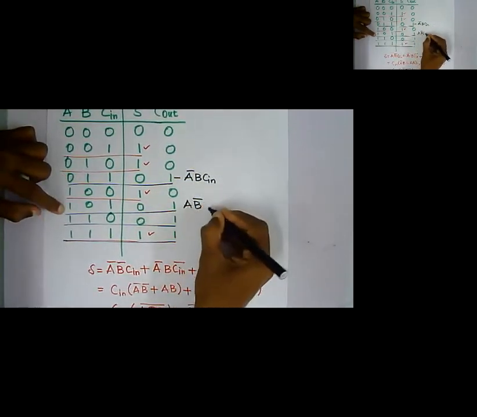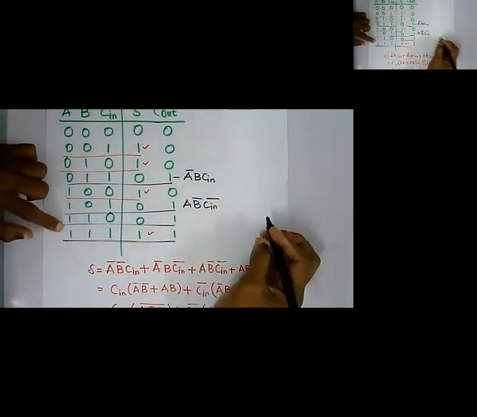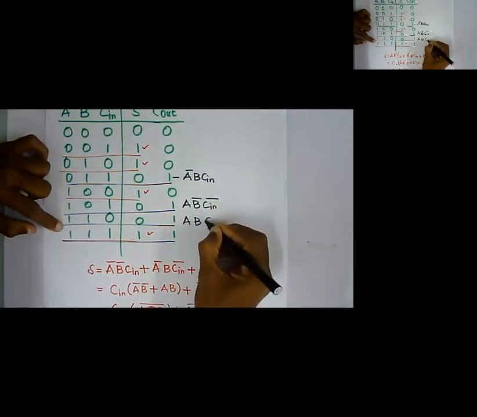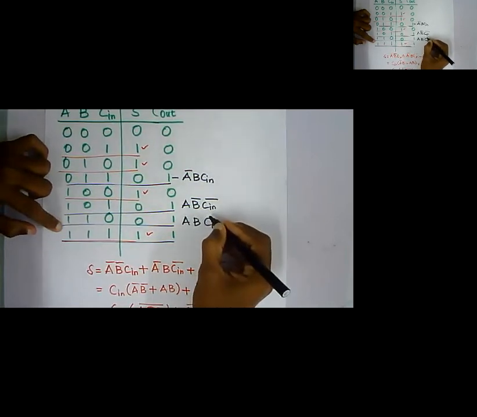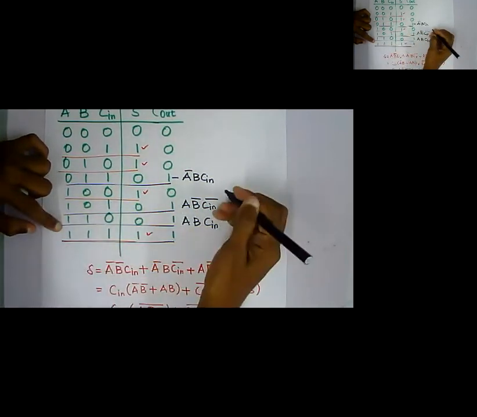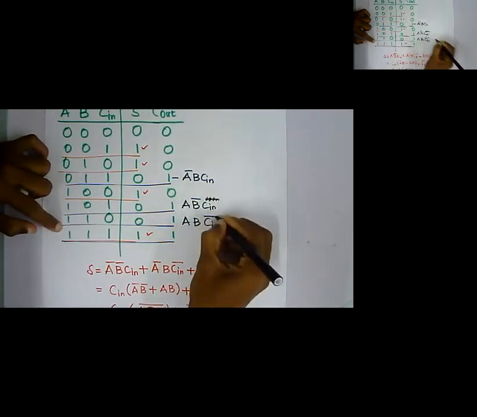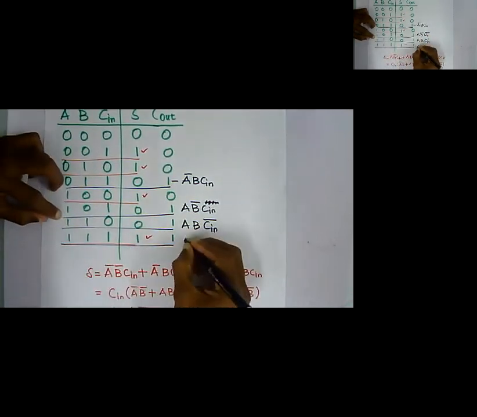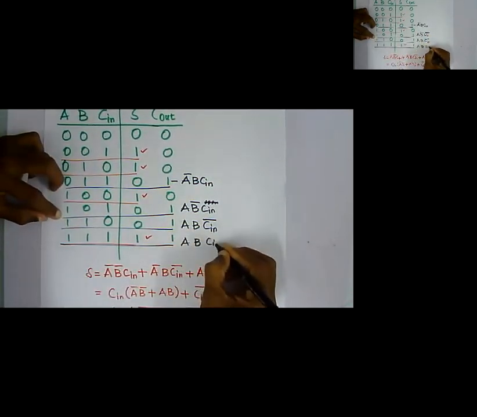C out. I have only one, right? Rows 1, 2, 3, 4. This one is actually right: A bar B C in. This one A B bar C in bar. This one A B C in. Oh no, there should not be bar right here. And this bar should not be there. When I have 1 0 1 and 1 1 0, for this one A B C in, right?